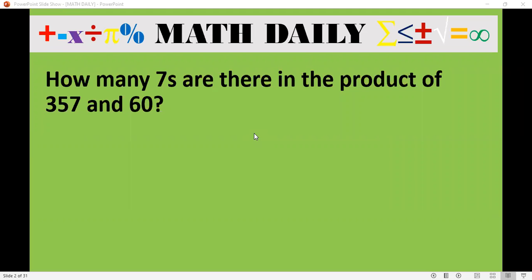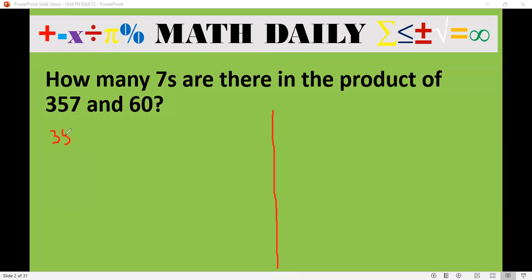How many sevens are there in the group or in the product of 357 and 60? In this problem, I will show you two different methods on how you can solve this problem. So the first one is the long process, wherein you have to multiply first 357 and 60.